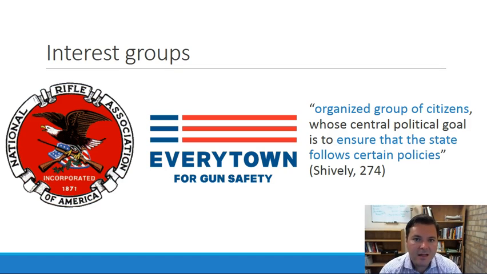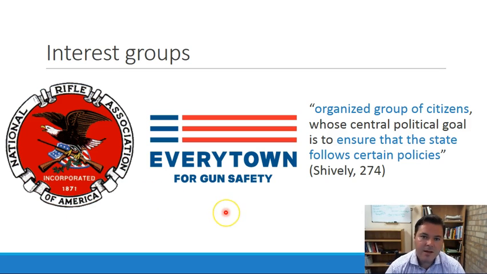As an example of that, let's think about one of the most famous and influential interest groups in the American political system, and that's, of course, the National Rifle Association, the NRA. They are a very organized group of citizens, and they have the central political goal of expanding and preserving gun rights and advocating on issues that are really important to people like hunters and issues like self-defense, of course.